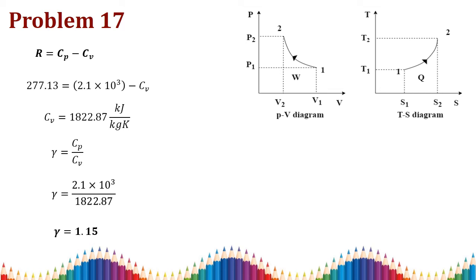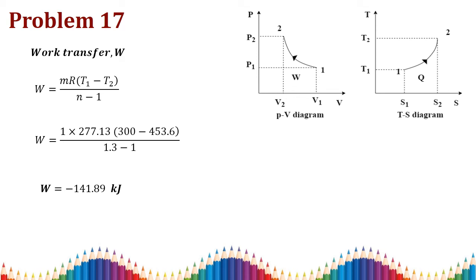Then we need to find gamma. So gamma is Cp by Cv. For that, first we need to find Cv. Here in this problem, Cp is given for ethane. In the first case it is different and in the second case it is also different, so use the corresponding Cp. Here for ethane, I substitute R as 277.13 and Cp as 2.1 into 10 to the power of 3 minus Cv. So here you will get Cv as 1822.87 joule per kilogram Kelvin. With this, gamma is equal to Cp by Cv. You substitute all the values and you will get gamma equal to 1.15.